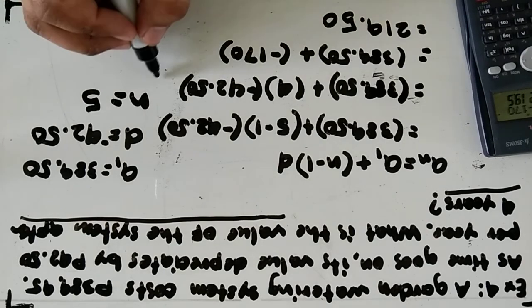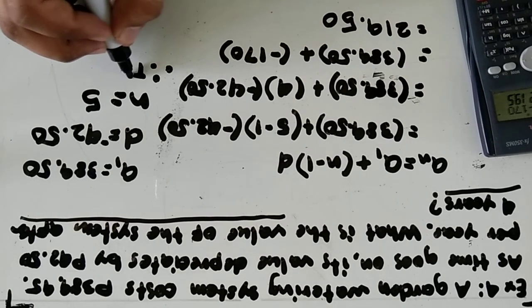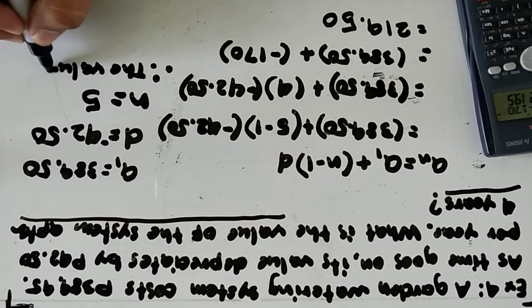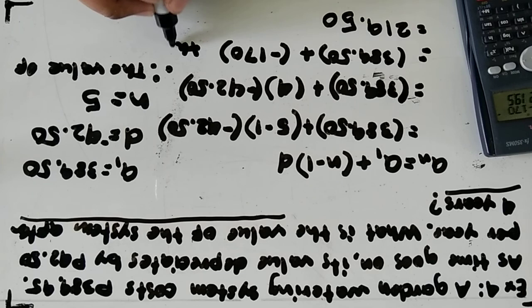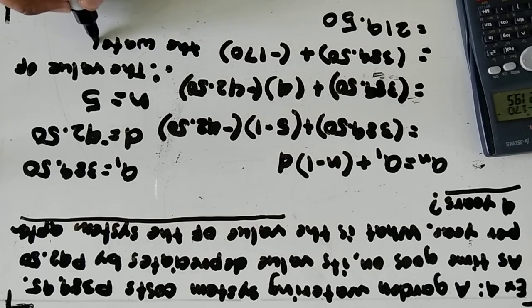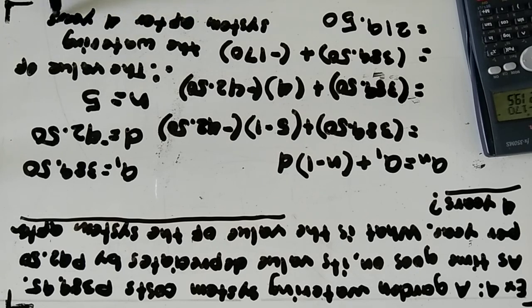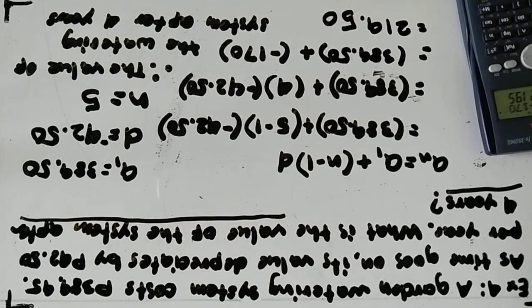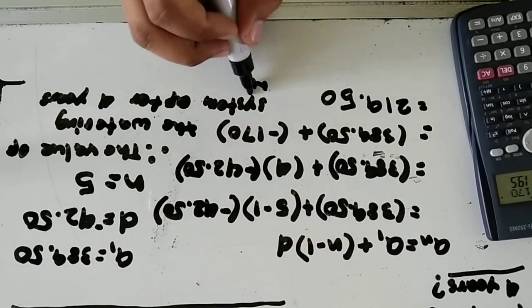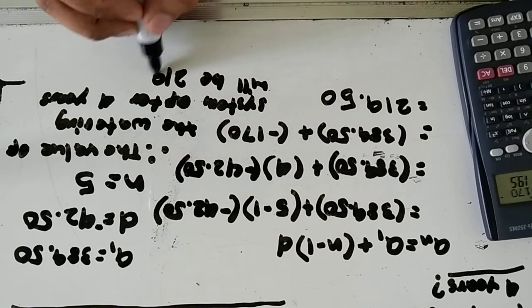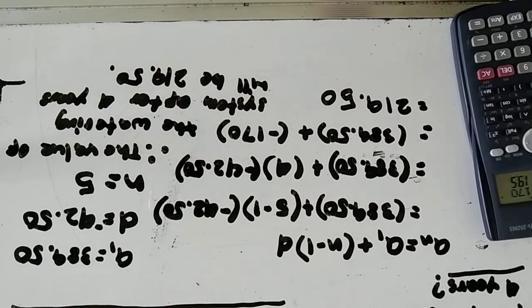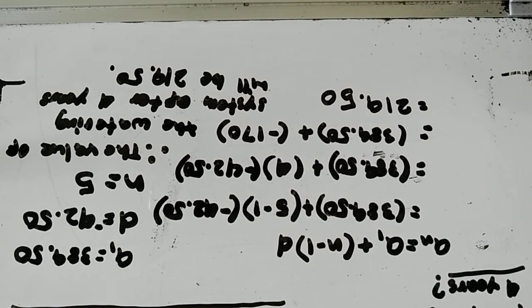So, ang magiging conclusion natin, therefore, the value of the watering system after 4 years will be 219.50. So, ayan po. So, sana nakatulong itong mga examples na to kung paano nyo sasagutin ang mga worksheets.